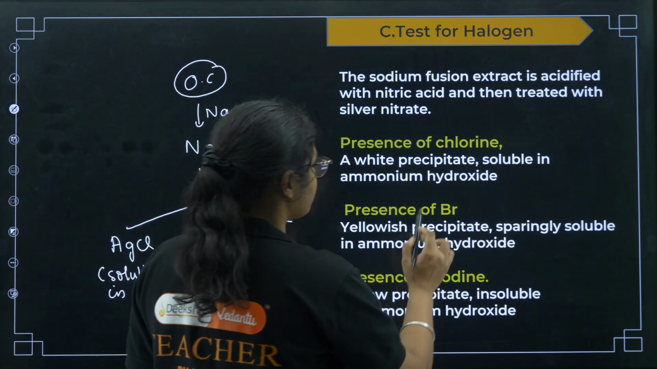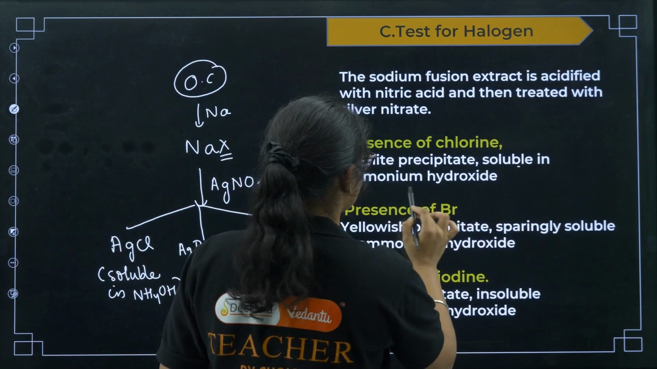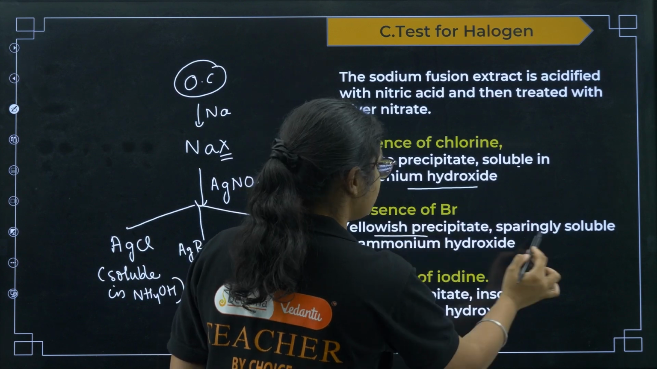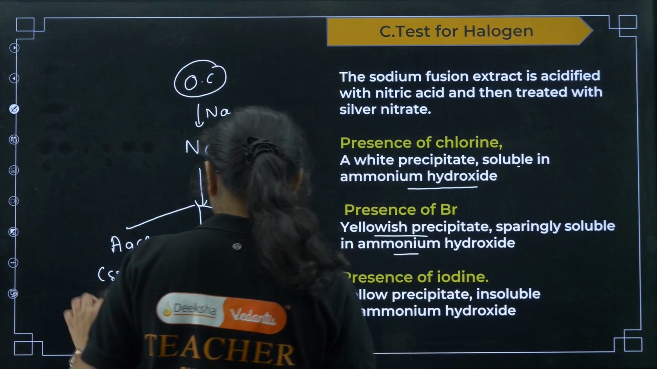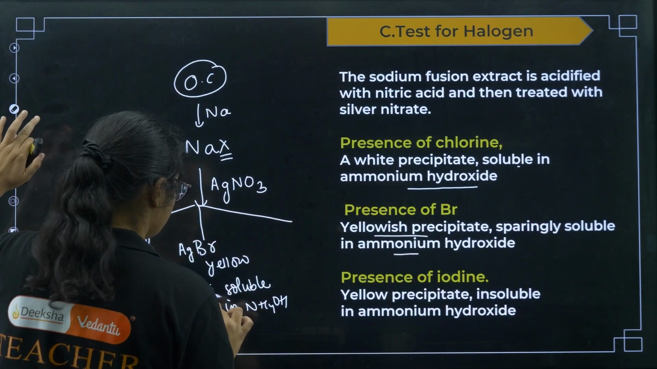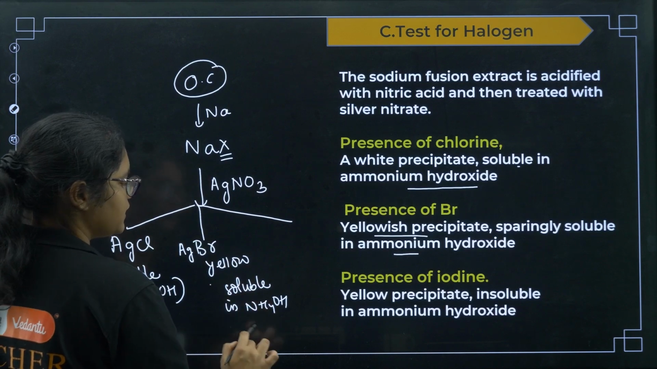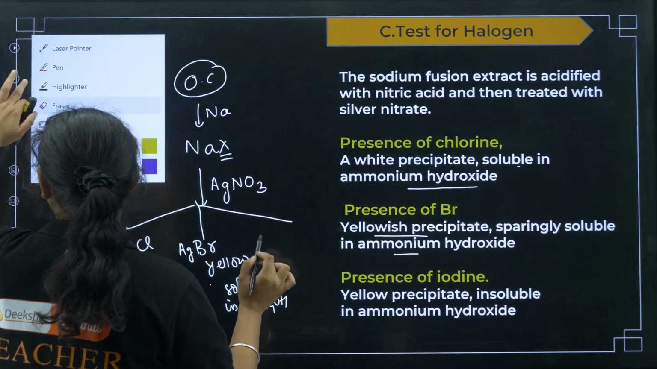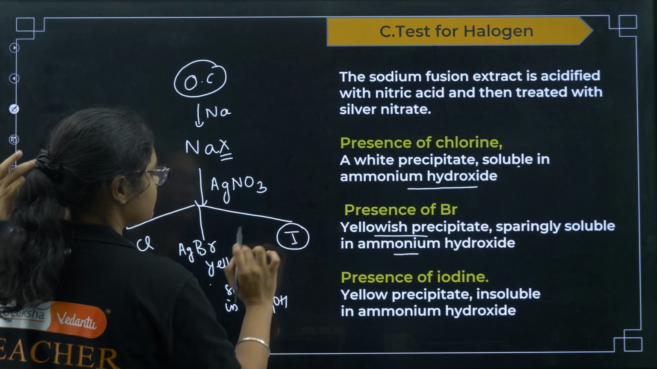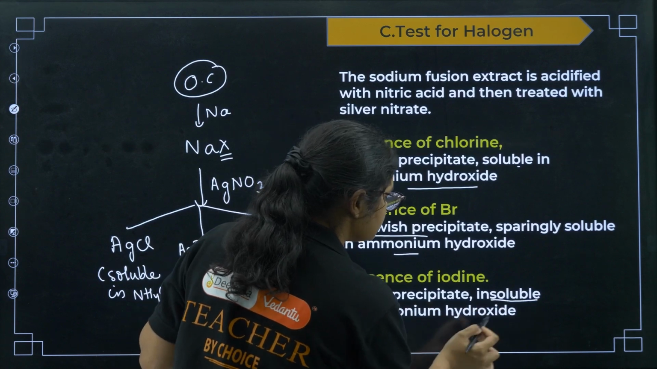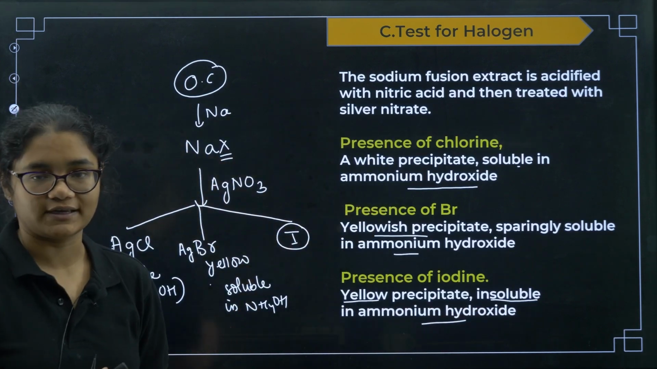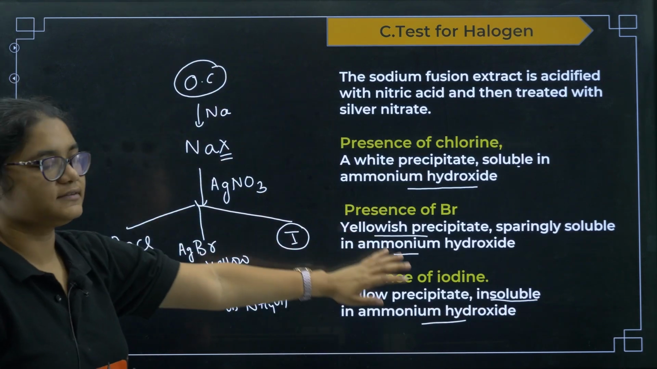So you can see here a white precipitate soluble in ammonium hydroxide, a yellow precipitate (AgBr) sparingly soluble in ammonium hydroxide, and if you have iodine, then this will give you a yellow precipitate insoluble in ammonium hydroxide. So that is how you can distinguish between them.